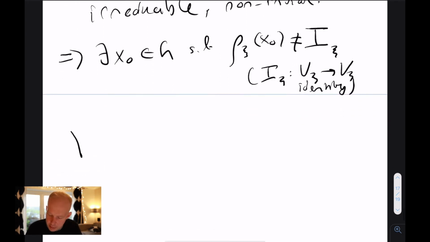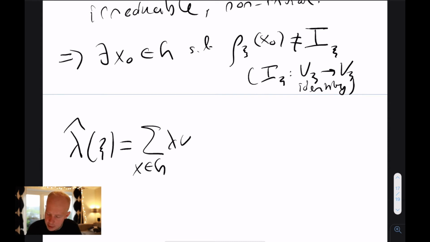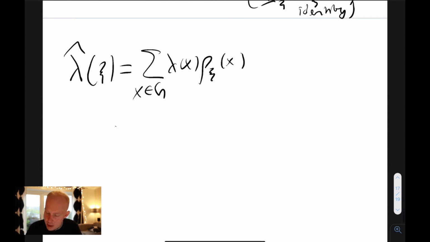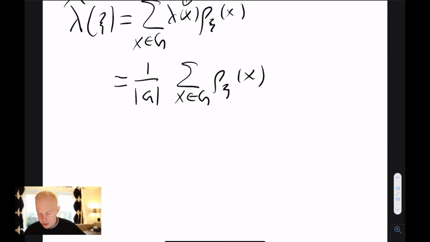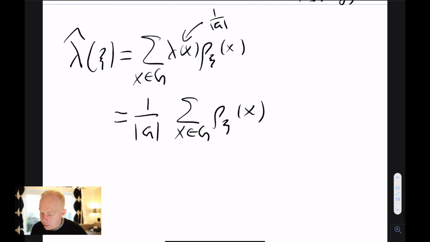So let's use the definition. The Fourier transform is just defined to be the sum of x in G, lambda of x and rho xi of x. That's the definition. And if you open this up, remember that this is just equal to 1 over |G|. I take this out of the sum, the sum over x in G of rho xi of x. Okay, that's the definition. And now I want to prove basically that this is zero.